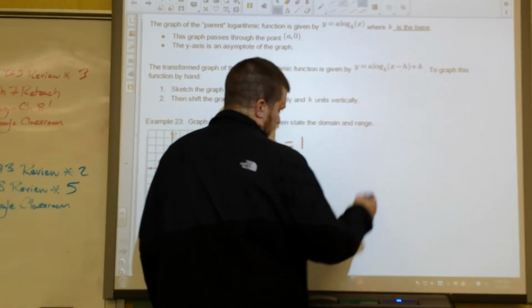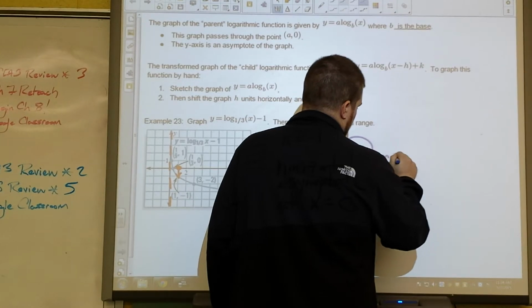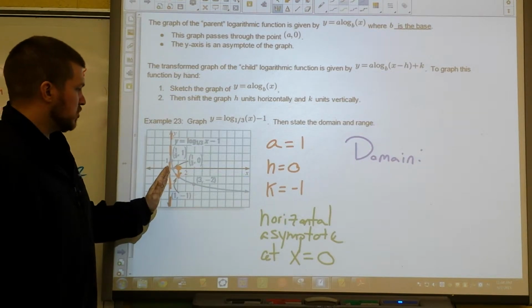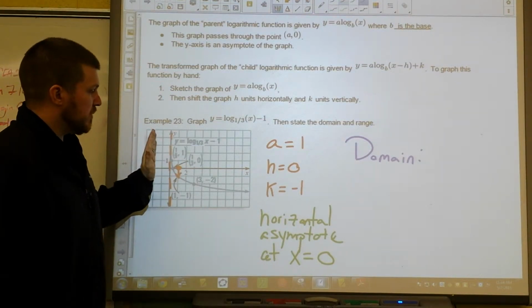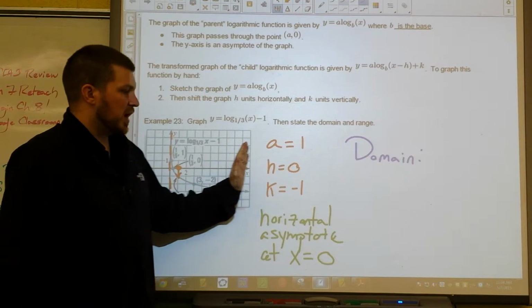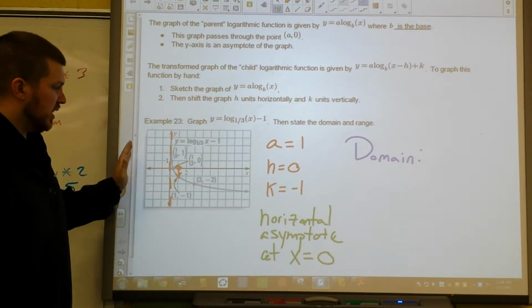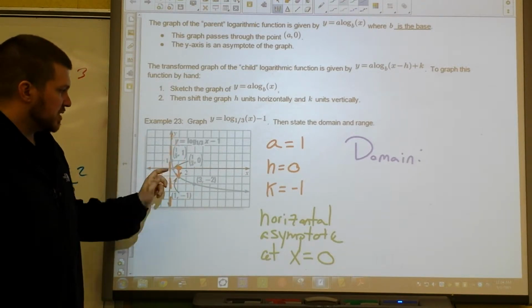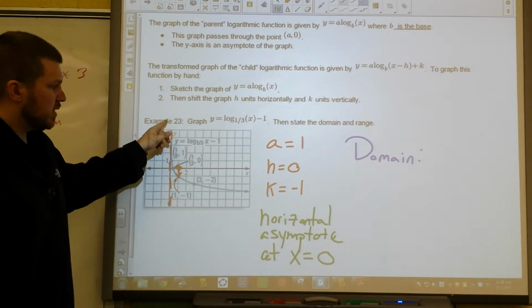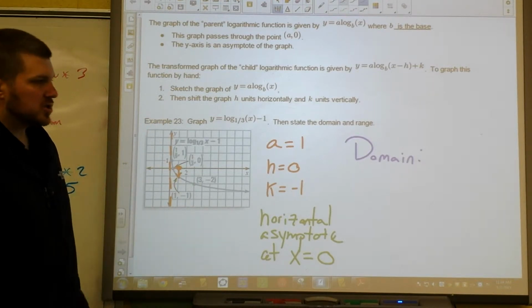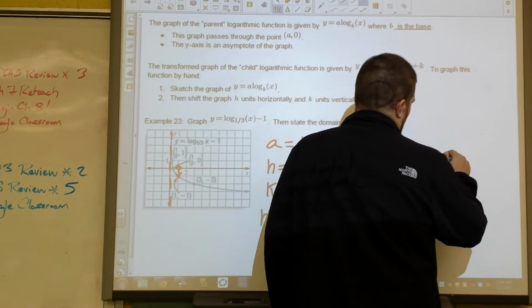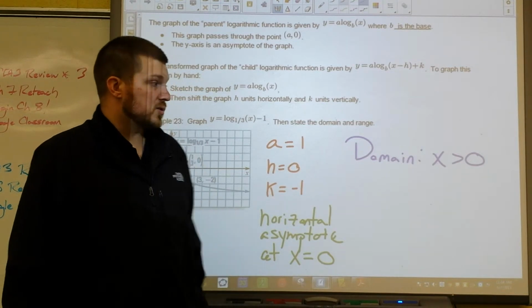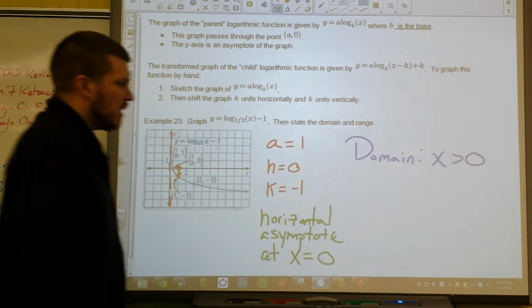Let's go ahead and talk about our domain and range now. I want to start off with the domain. Well, we can see that we have a vertical asymptote at x equals 0. When I'm talking about domain, I'm looking at how the graph behaves as it goes to the right and how the graph behaves as it goes to the left. Since we have this asymptote of x equals 0, we can't get past x equals 0. We have this asymptote in the way. So the graph is going to get really close to this wall, but it's never going to touch it. So we know the domain is going to be x greater than 0. Again, it's not greater than or equal to 0 because it never touches this asymptote. Now let's look at the range.